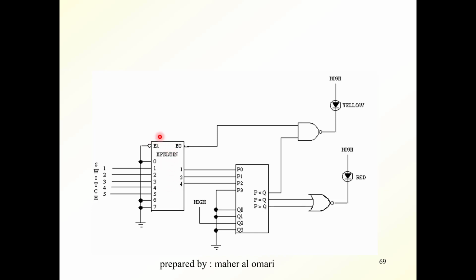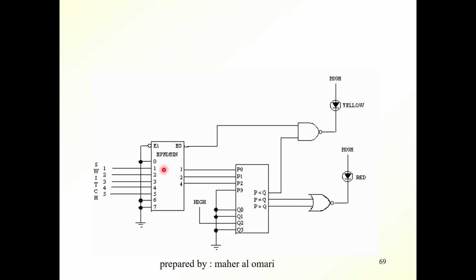This E1 here is the enable input. It has to be 0 in order to have the chip working. E out here is the validity output. This is equal to 1 if any of the inputs is active. That means that the output is a valid output.